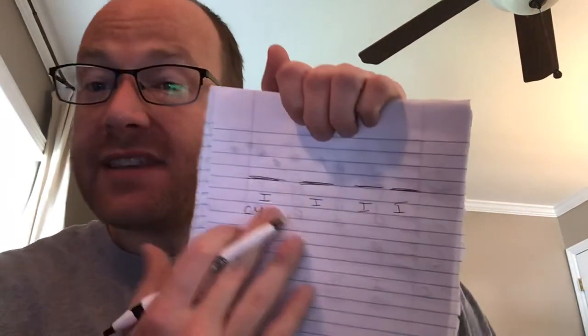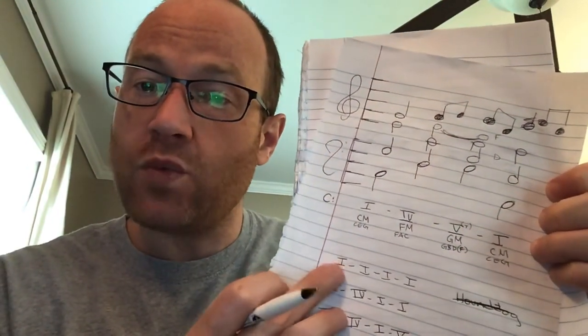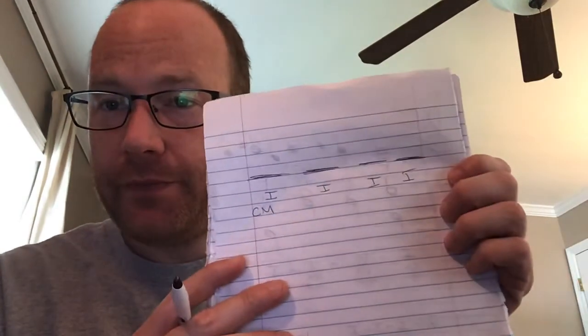So let's say I'm in C major. I have 4 beats in my measure, and everything is going to be a 1 chord. Again, this is not these 4. Don't confuse this. This is not all 4 of these. This is one measure of them all being a 1 chord.